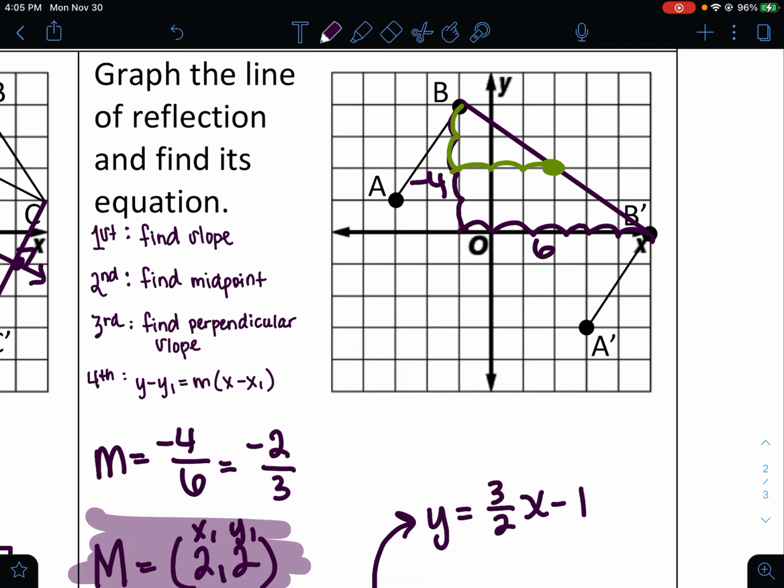Okay, so let me go ahead and graph that. Let me erase all of this. All right, so the midpoint was there, don't forget. So we have negative 1, then 1, 2, 3, 1, 2. That's my slope, right? My slope was 3 over 2. And then you go the opposite direction. 1, 2, 3, 1, 2. And there is your line.